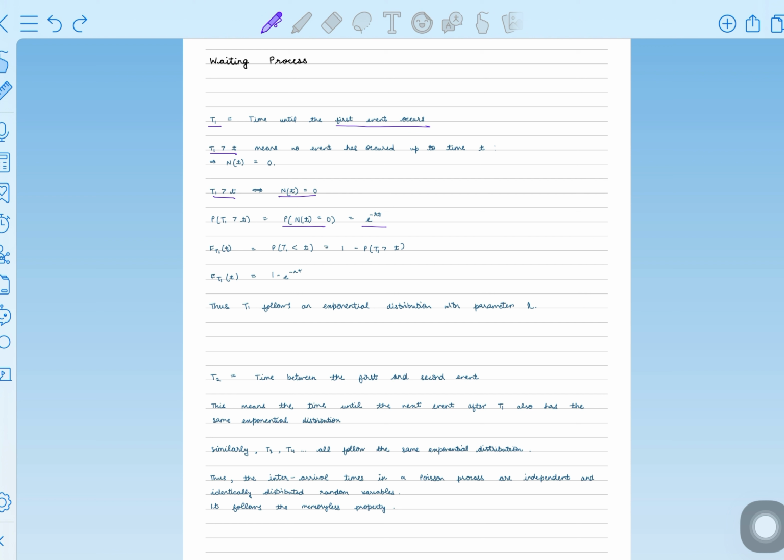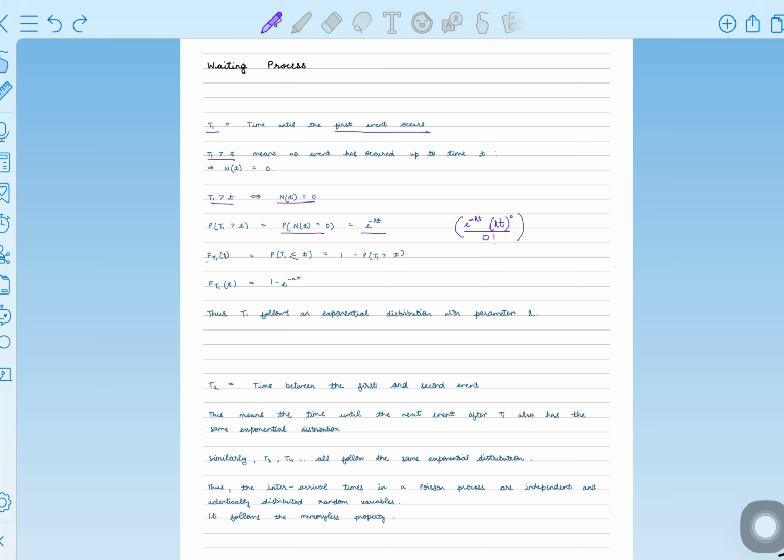This is because the probability that N(t) is equal to 0 is given by e to the power minus lambda t times (lambda t) to the power 0 upon 0 factorial, according to the PMF of the Poisson distribution. Now, to find the CDF.